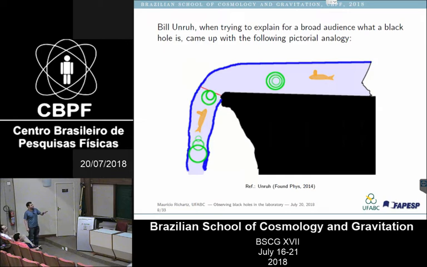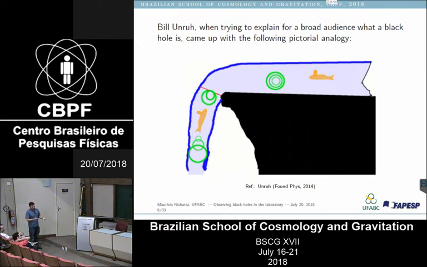And as the story goes, he realized this when he was teaching a fluid mechanics course. He came up with this analogy. His advisor was the person who coined the term black hole, and then when he was giving a lecture to people, Unruh himself came up with this analogy to explain what a black hole was to a broad audience, as I'm saying here.